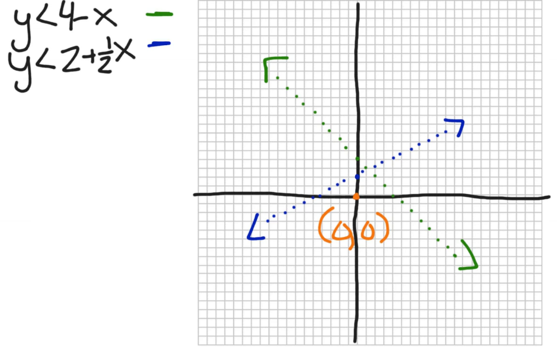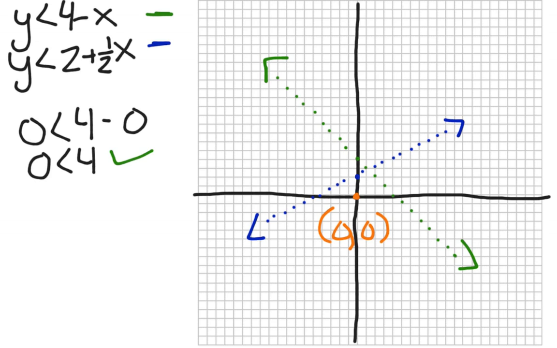So I'm going to substitute that point into my inequality. So I have 0 is less than 4 minus 0. 0 less than 4. And if I know anything, 0 is less than 4. So it works for my first inequality, but I'm not done. Both inequalities have to be true at the same time. So I'm going to have to plug this point into my other inequality.